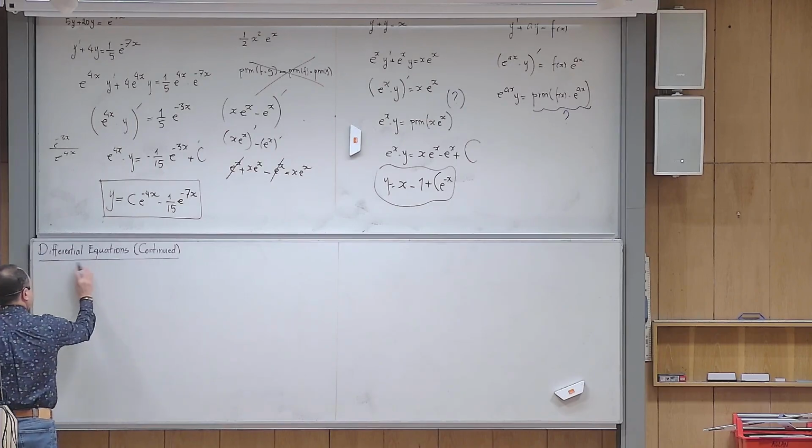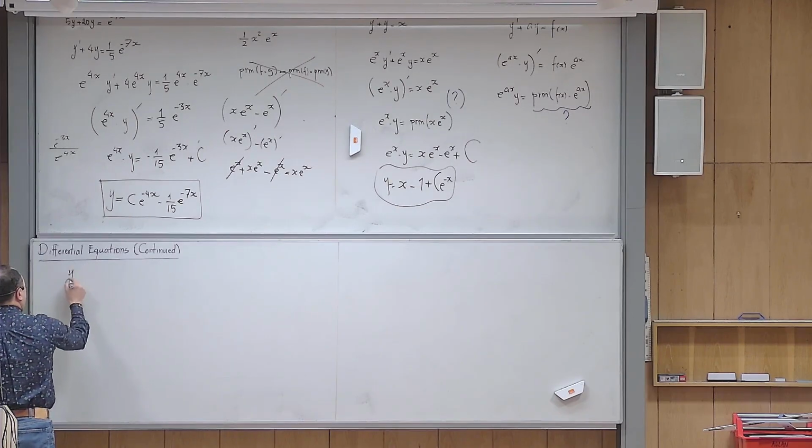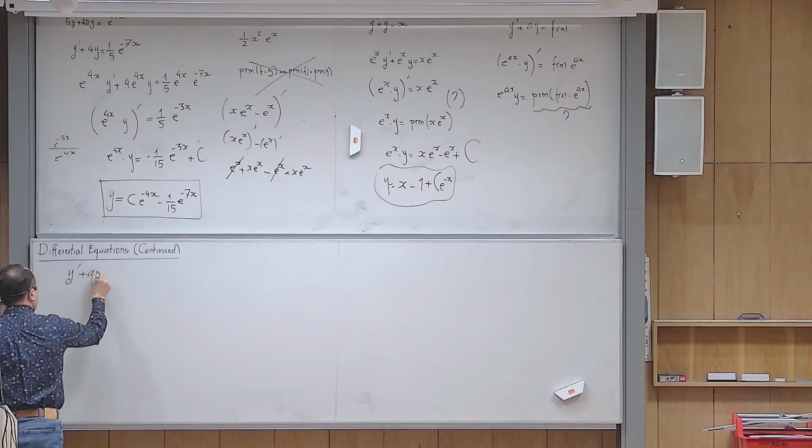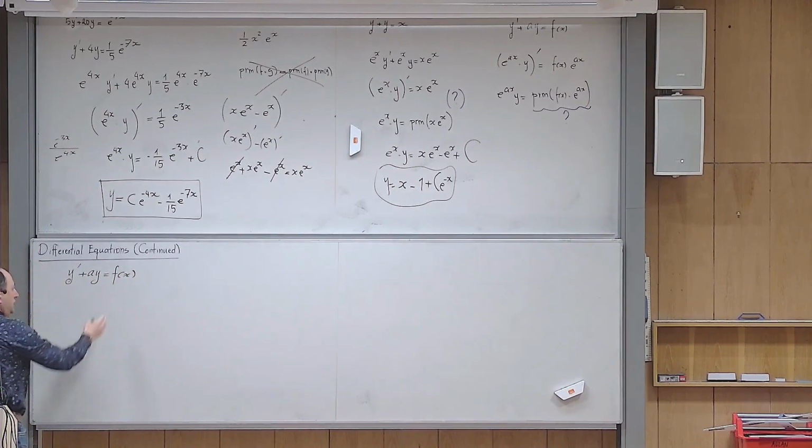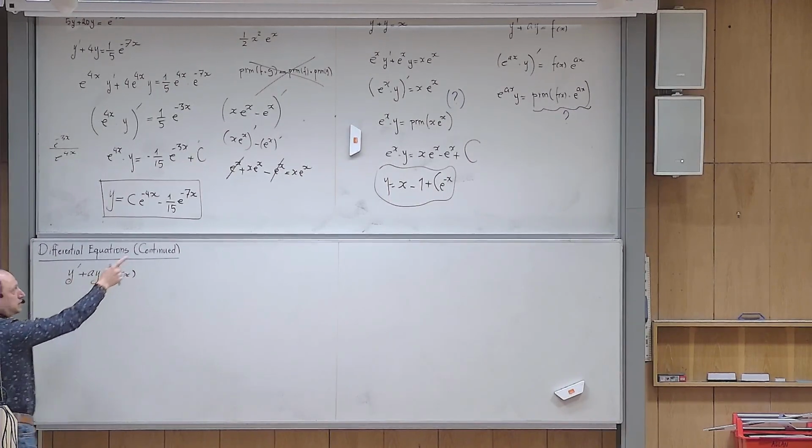So let us try to see what is happening. I have y prime plus ay equals f of x, and I want to solve this problem for any given f of x. I could solve it, by the way. That is the general method.